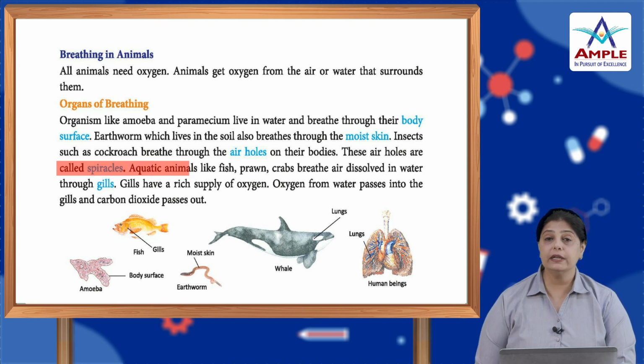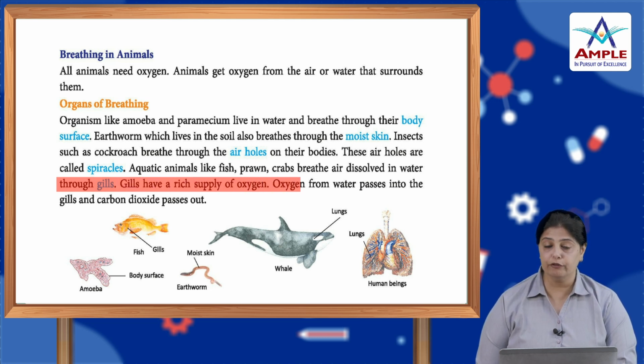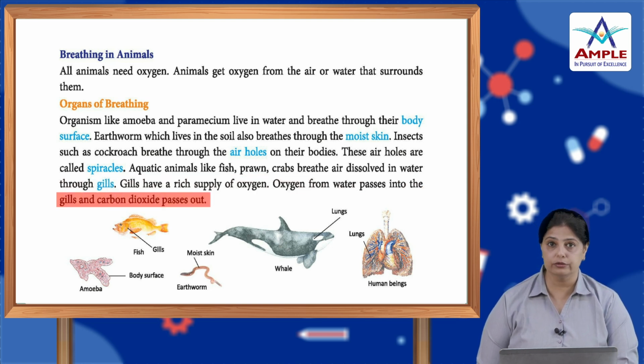Aquatic animals like fish, prawn and crabs breathe air dissolved in water through gills. So, they breathe through their gills. Gills have a rich supply of blood, and oxygen from water passes into the gills and carbon dioxide passes out. So, they get oxygen through gills, and then the carbon dioxide is passed out.